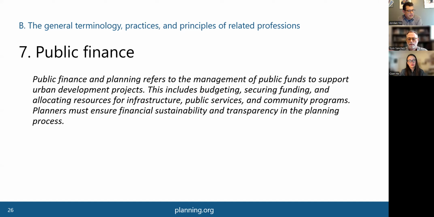Planners must ensure financial sustainability and transparency in the planning process. And public finance is usually organized separately in terms of municipal organization. But as was mentioned previously, a lot of the work related to planning public finance has to do with capital improvements. So these interconnections between sections are also something that comes up. And this brings us to the end of this.